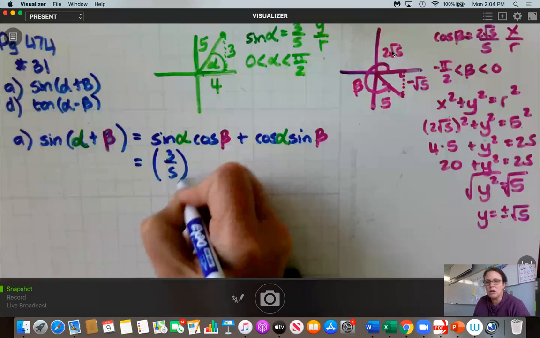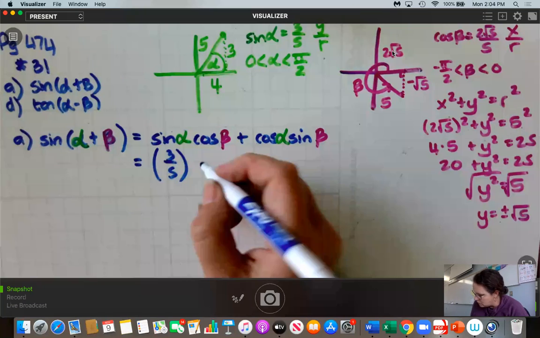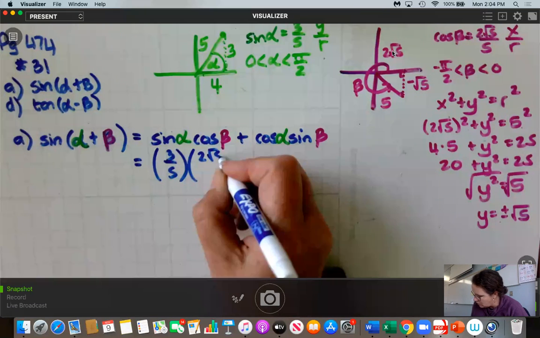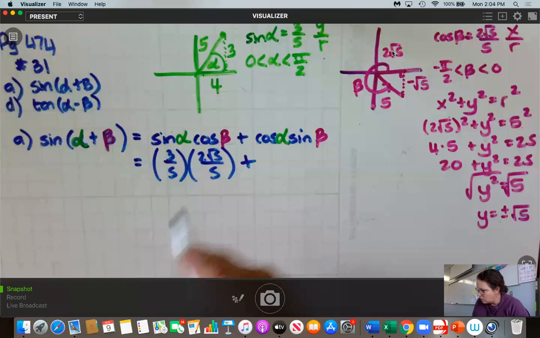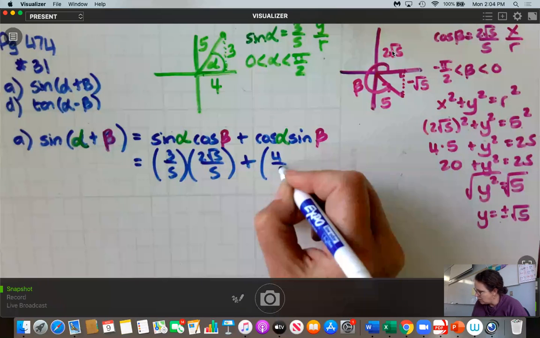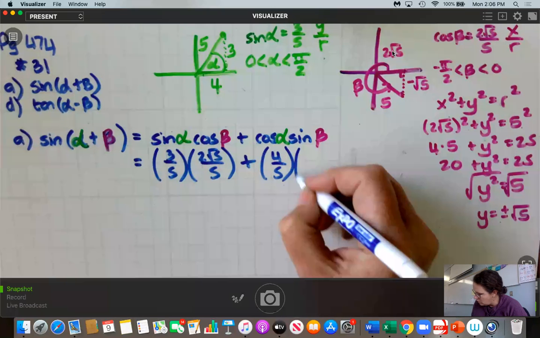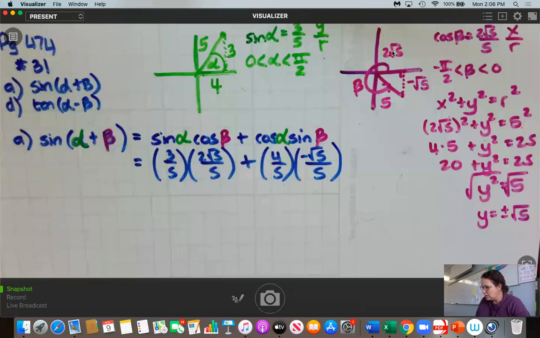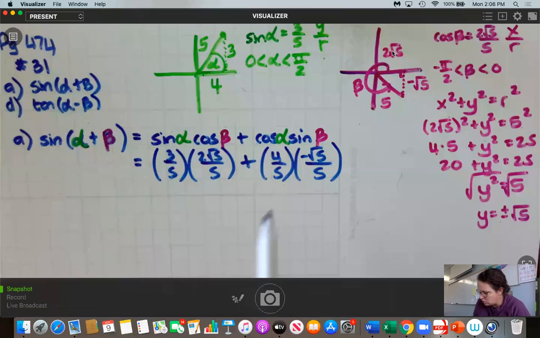Cosine of beta, I'm going to go to the pink picture here, and cosine of beta also, they told me to begin with, is 2√5 over 5. Plus cosine of alpha, here I'm going to do x over r, which is 4/5. Sine of beta is y over r, negative √5 over 5. You'll notice that none of these are repeats. Each of them is 4 distinct different ratios.